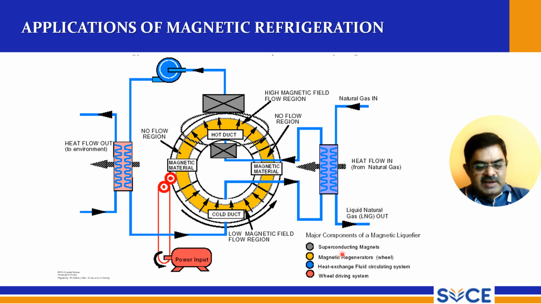So this is the natural gas in and natural gas out, and this is one application. So here this gray color is the superconducting magnets. So gray color objects are superconducting magnets. So this one and this one are superconducting magnets, and the yellow color is the magnetic refrigeration wheel. This is the cold duct, and here this is the hot duct, and heat exchange fluid circulating system. So all blue lines are the heat exchange fluid circulating system, and this orange is the wheel driving system. So this is one of the architectures of its application.